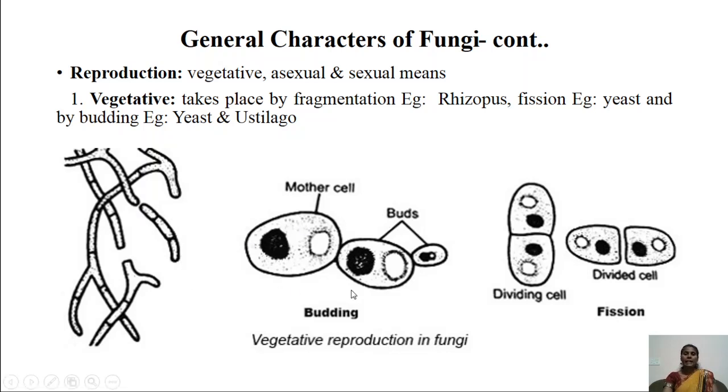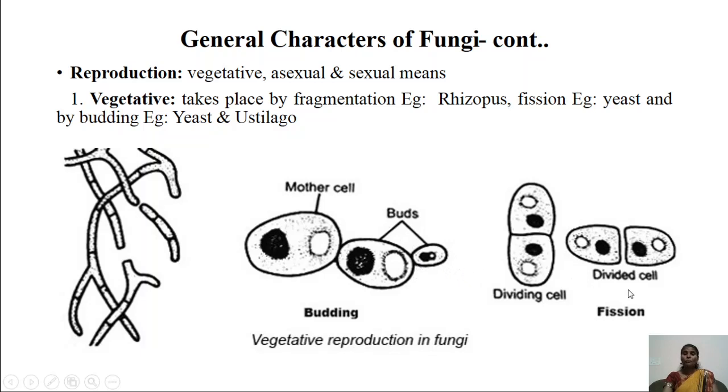The second category under vegetative reproduction is budding. Here a small outgrowth called a bud is developed, into which a small amount of nucleus along with a bit of cytoplasm enters, and a constriction develops. At the point of constriction this bud detaches from the mother cell and has the capacity to develop into an individual hypha, which is usually observed in case of yeast.